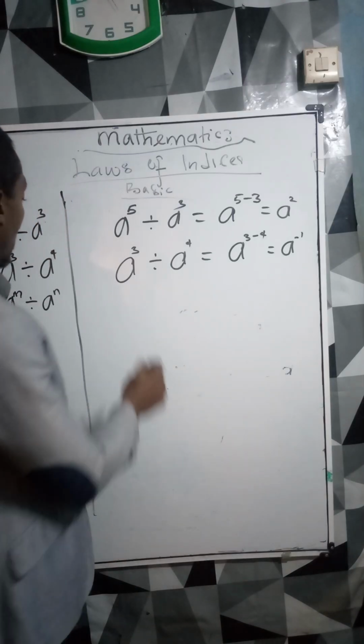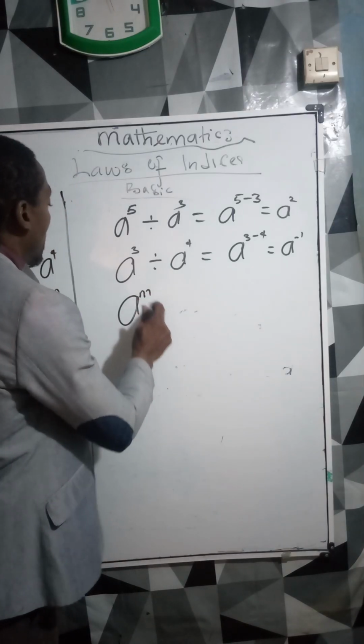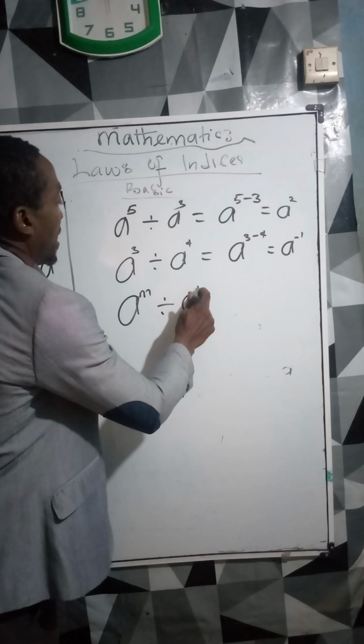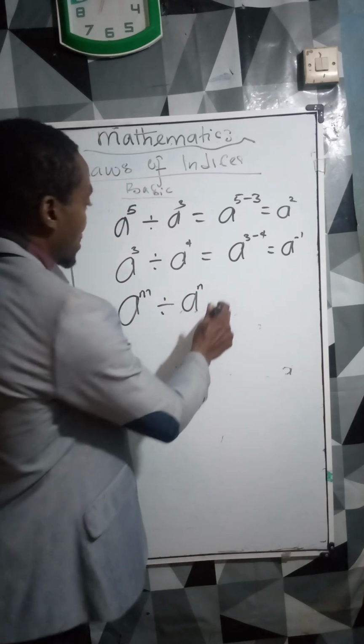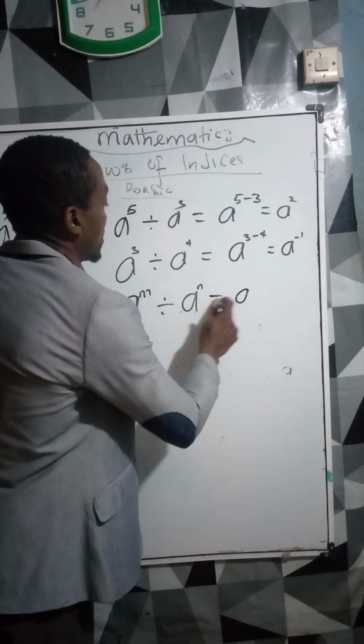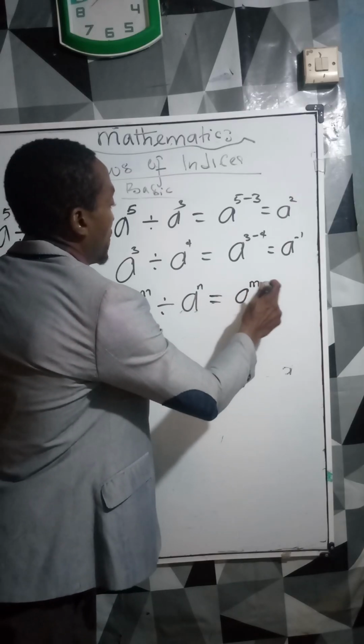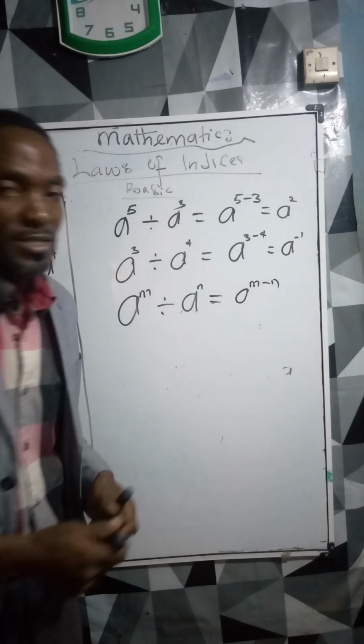And now, suppose you are having a raised to power m divided by a raised to power n. This divide will change to minus at the power level. That's just the law. So it will just give us a raised to power m minus n. As simple as this.